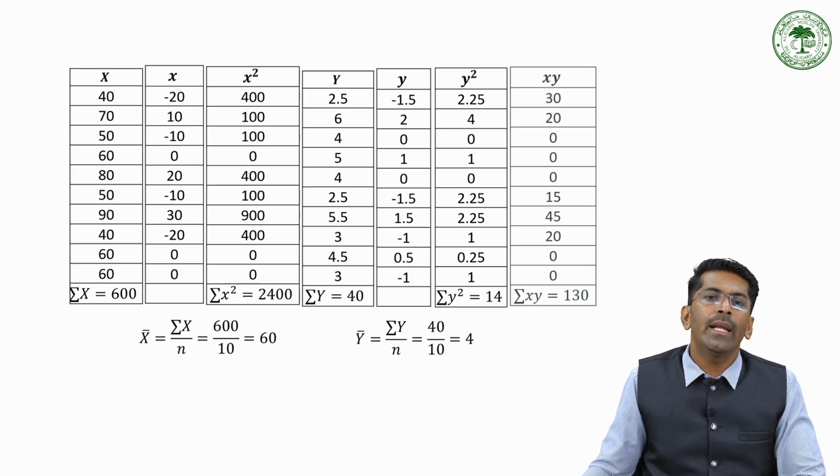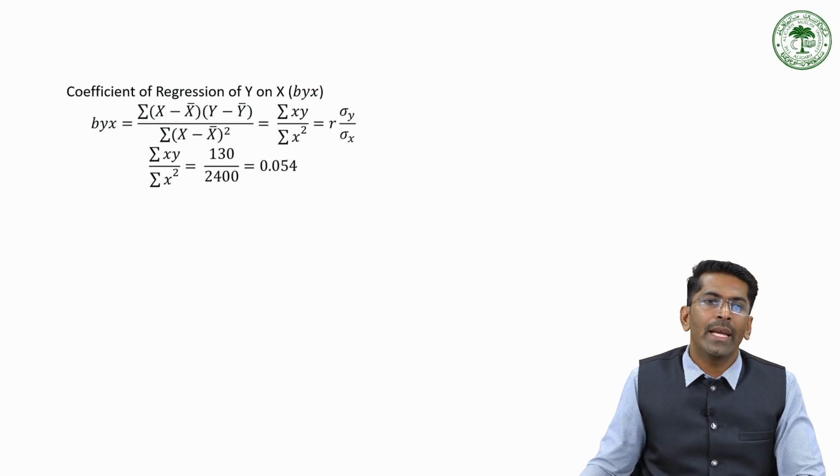Then I have also calculated xy, so it is minus 20 into minus 1.5, which will become 30. 10 into 2 will become 20, and accordingly the remaining values are also calculated, and the sum of xy is equal to 130. Now by using this information we can calculate the regression equation y on x.